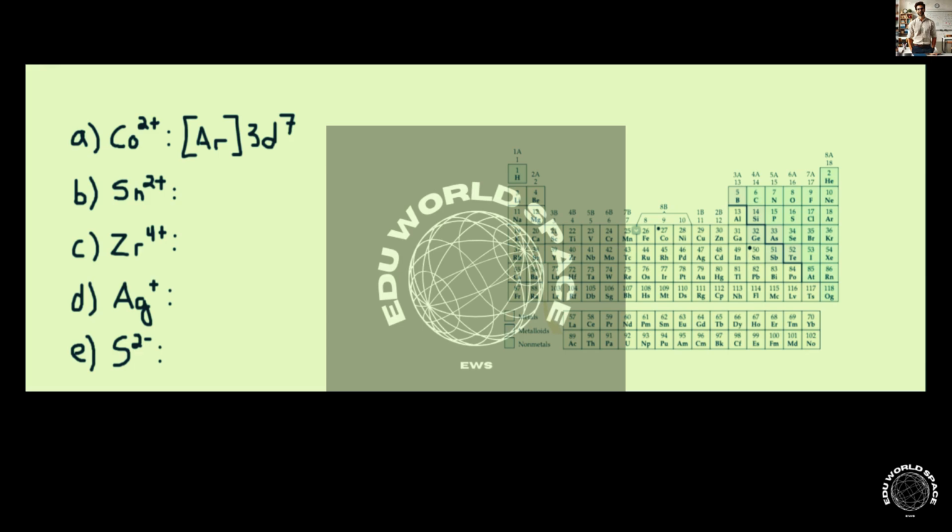And if we're going to take 2 electrons away, we're going to take them away from the 5p orbitals. Those are higher in energy than the 5s's, which are higher in energy than the 4d's. So tin 2+ would have the electron configuration of krypton, 5s2, 4d10.